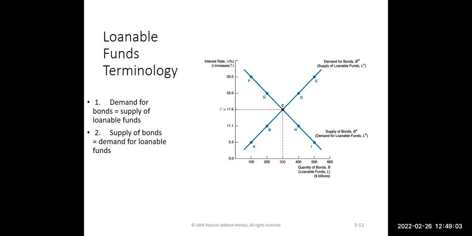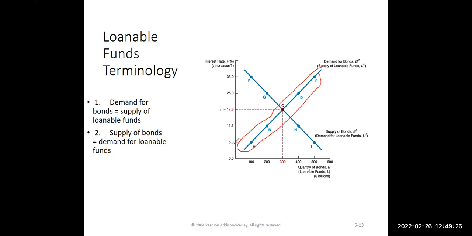Positive, of course. You will be supplying more loanable funds if the interest rate goes up, and you will be supplying less if the interest rate is going down. So the relationship between the supply of loanable funds and the interest rate will be positive. And that is what you can see in this diagram, in this particular curve.